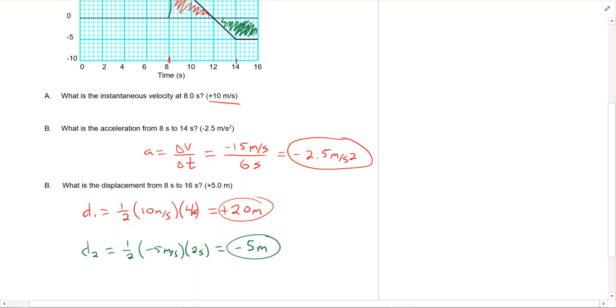Okay, second one. And then we just have to do that square, that last part there. Call that D3. It won't be 1/2 because it's a square. So it's just going to be -5 times, and that was also 2 seconds. Oh, meters per second and 2 seconds. So that's going to be equal to -10.